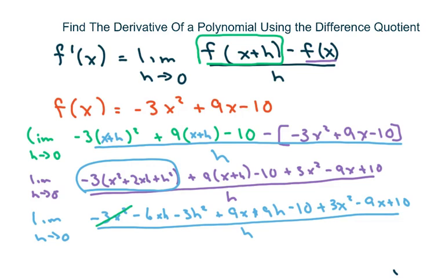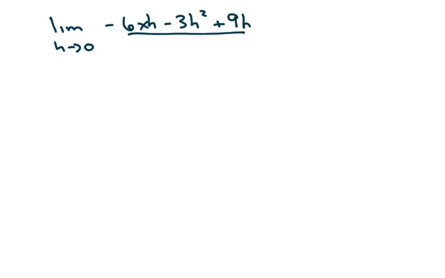So let's see, these two cancel. My 9x's cancel out, 0. Negative 10 and 10 is 0. So what we're left with is everything with the h in it. Okay, so we're going to have the limit as h approaches 0 of negative 6xh minus 3h squared plus 9h, all over h. Now there's two ways to do it.